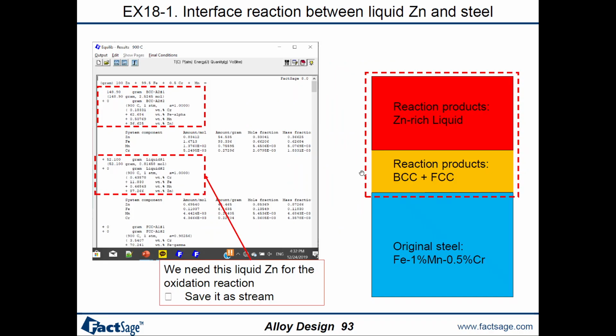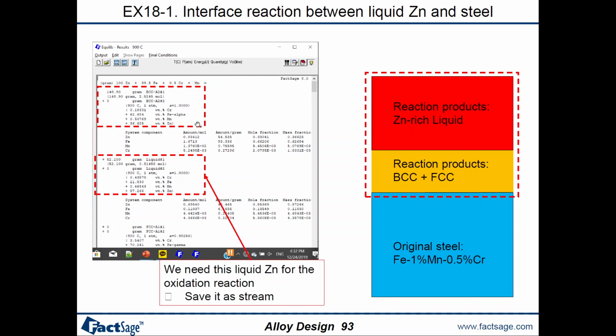Now if we see the schematic diagram, here we can see that this is the original steel which is solid, and this is the reaction zone where liquid reaction products are there, which is zinc rich liquid which corresponds to this liquid phase, and then there is reaction product which corresponds to the solid phase.